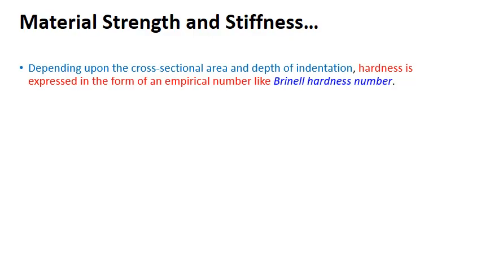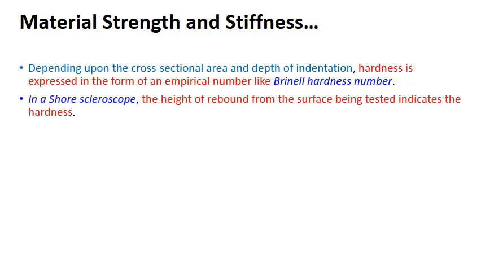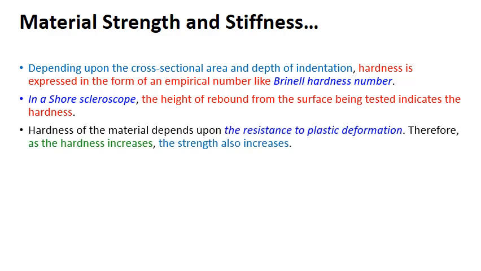Depending on the cross-sectional area and depth of indentation, hardness is expressed as an empirical number like the Brinell hardness number. In case of a Shore scleroscope, the height of rebound from the surface is expressed as the hardness, dynamic hardness. So the first three methods are static hardness, and the Shore scleroscope is a dynamic hardness.